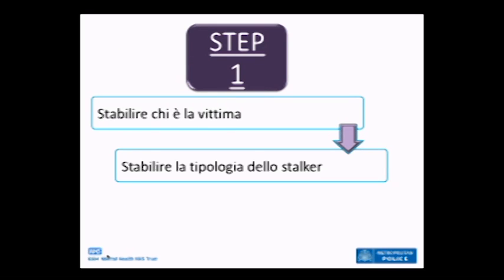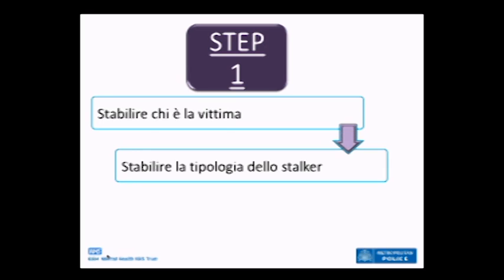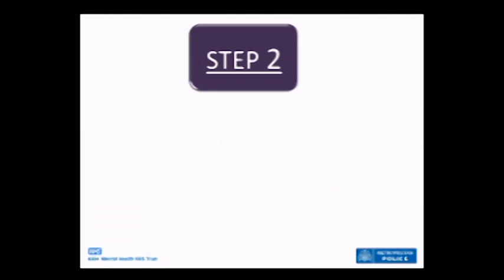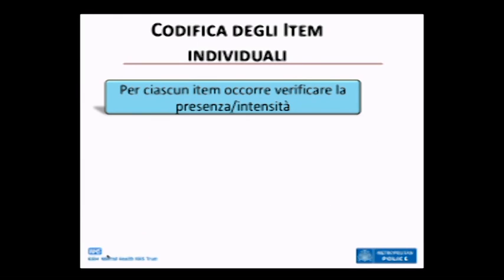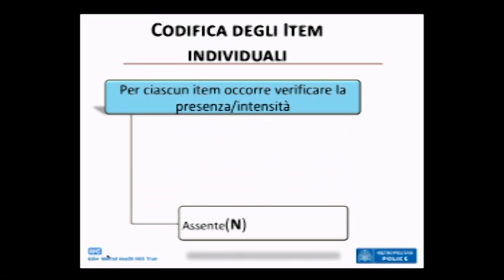So we first of all determine who the victim is. That might sound strange, but in some situations where there are several victims, you have to determine which is the first victim in order to find out which is the relevant motivation. So we determine the stalker type, and we then select the appropriate part of the book to use. Now, I shall go through this quite quickly down to the next slides. The risk factors are coded as present, partially present, or absent.